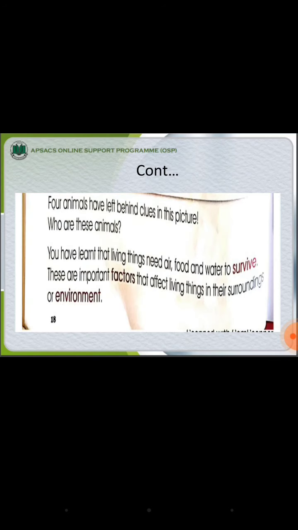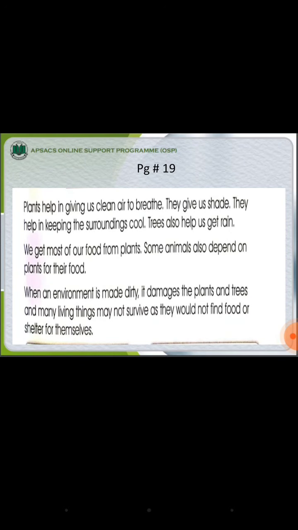Next, page number 19. Do the living things here have everything they need to survive? Yes, there is water in the picture, there is food, there is sunlight and air. Next, plants help in giving us clean air to breathe. They give us shade, they help in keeping the surrounding cool. Trees also help us get rain. We get most of our food from plants. Some animals also depend on plants for their food.